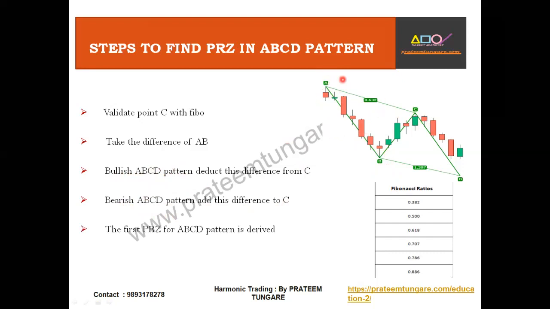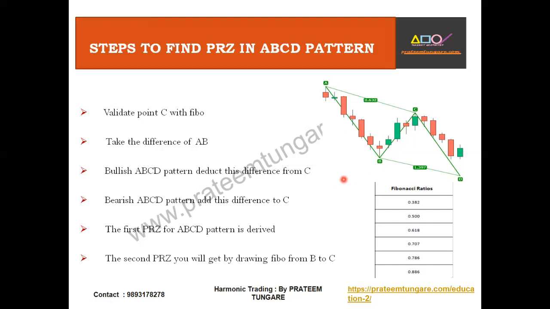Now, in this case where it is a bullish ABCD pattern, as we see, we will deduct the AB from C. We will take the difference of AB and deduct it from the C point. That is our first D point. That is our first PRZ. The second PRZ we would derive by drawing a FIBO from B to C.